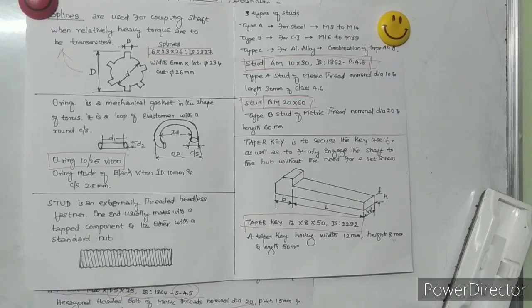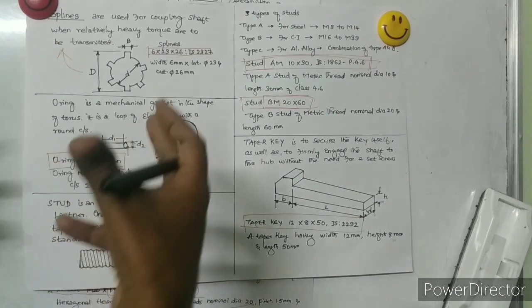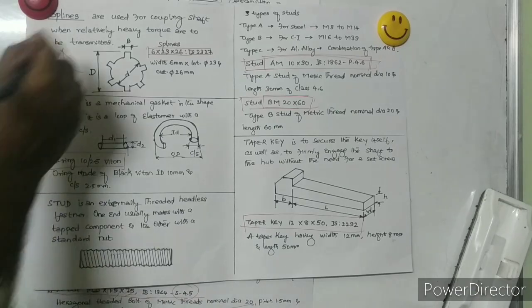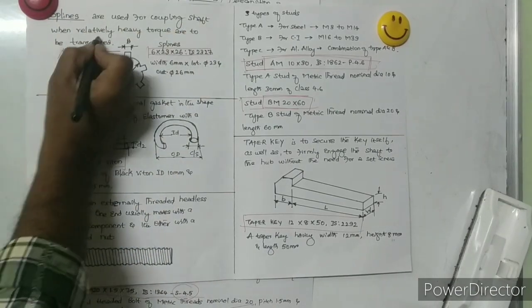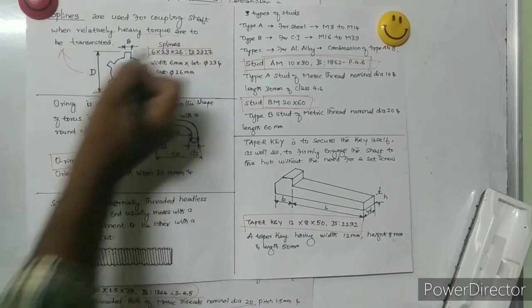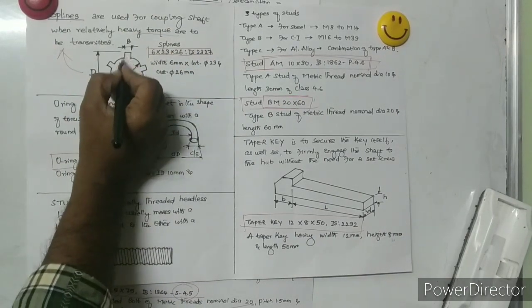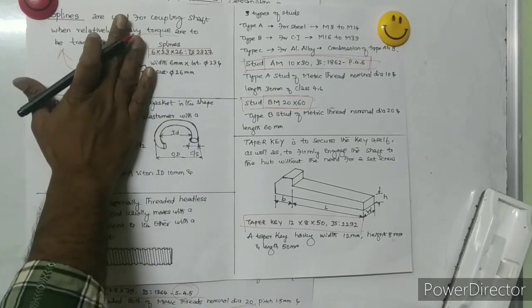Splines are used for coupling of shafts, joining two shafts together. There we are using them as a joining member. This is called splines. They are used for shafts where a relatively heavy torque, heavy force, is applied and transmitted. So splines, no need to draw. You should know what it is.